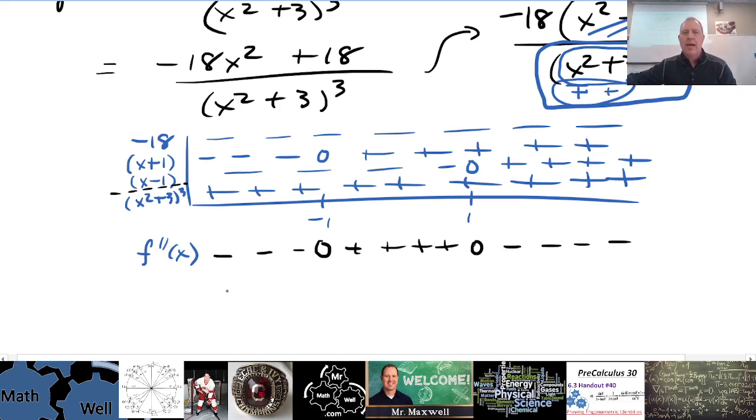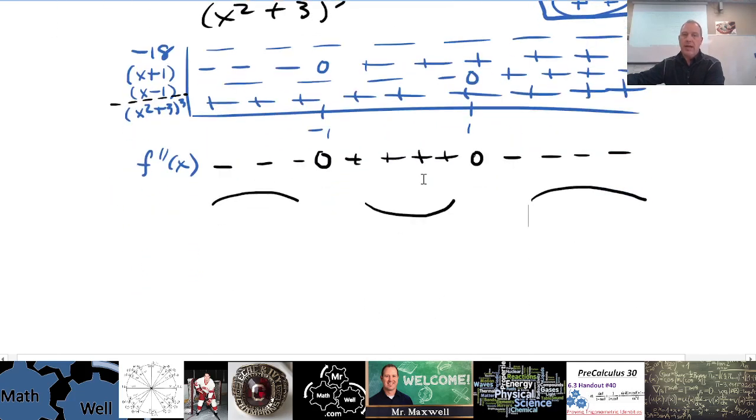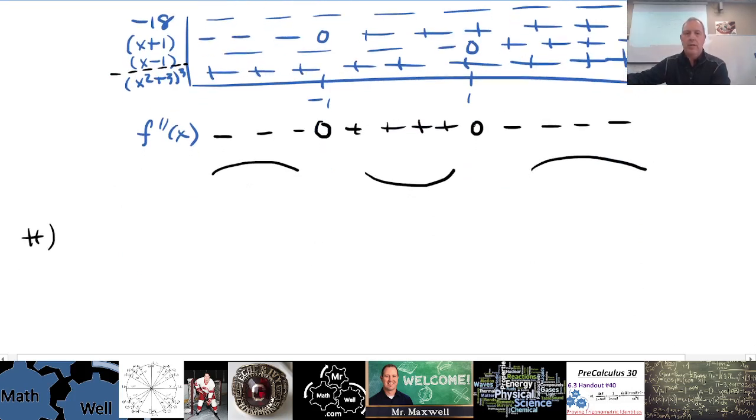So that means that we have concave down here. We have concave up here, and we have concave down here, so at 1 and negative 1. So that's good. We're getting close now to putting everything together. I think H is now the sketch. This is just the graph now. So if H is the sketch, then let's put everything together.